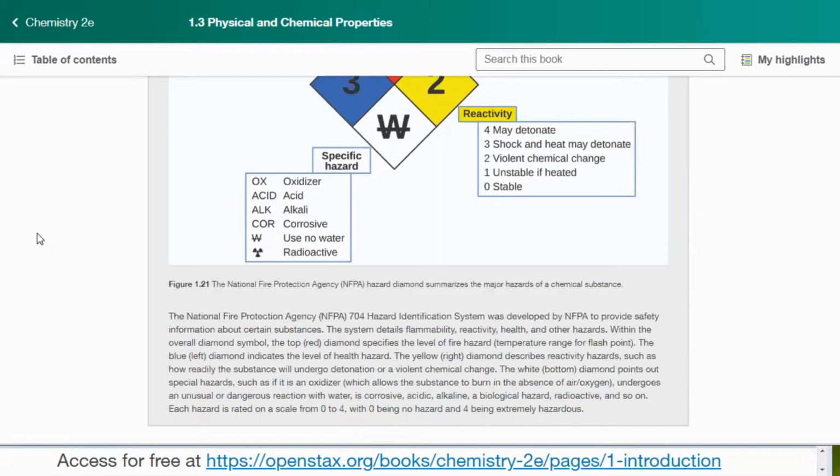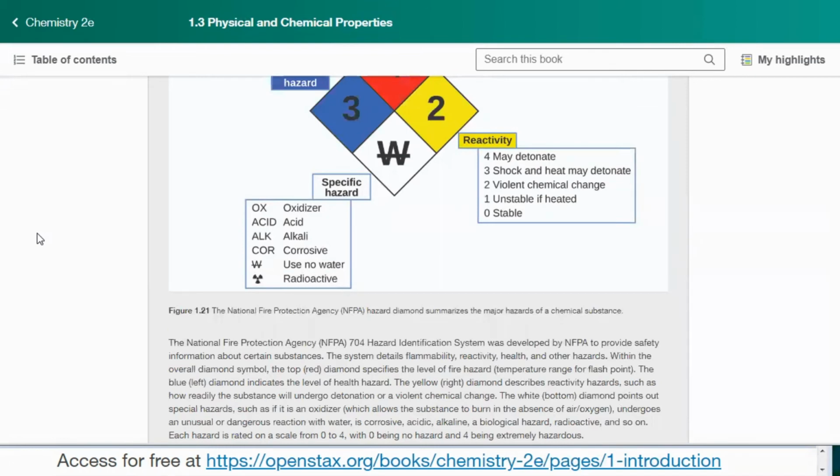The blue left diamond indicates the level of health hazard. The yellow right diamond describes reactivity hazards, such as how readily the substance will undergo detonation or a violent chemical change. The white bottom diamond points out special hazards, such as if it is an oxidizer, which allows the substance to burn in the absence of air/oxygen, undergoes an unusual or dangerous reaction with water, is corrosive, acidic, alkaline, or a biological hazard, radioactive, and so on. Each hazard is rated on a scale from 0 to 4, with 0 being no hazard and 4 being extremely hazardous.